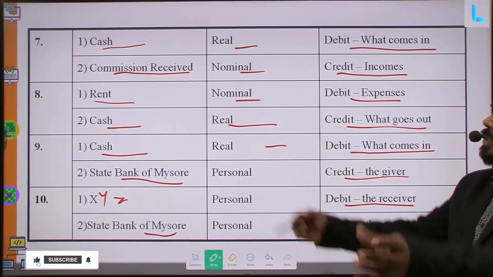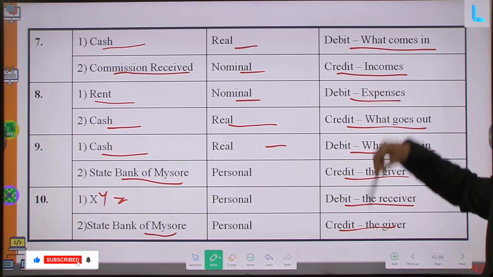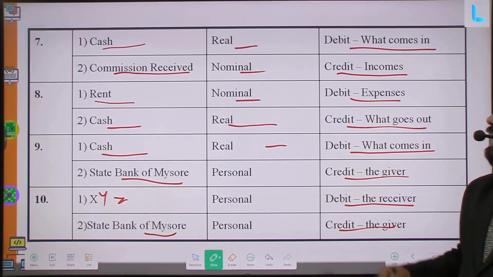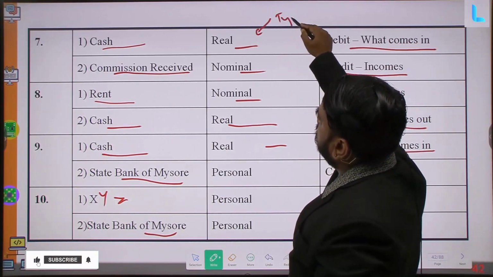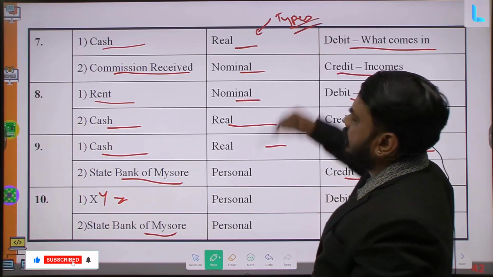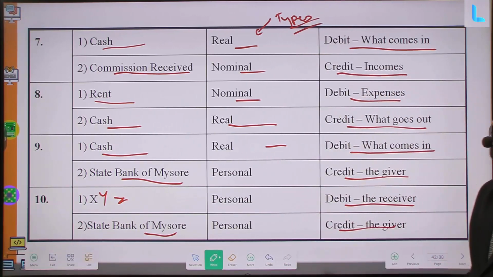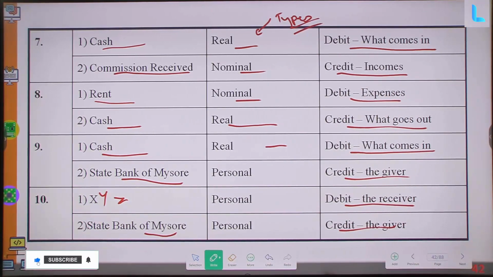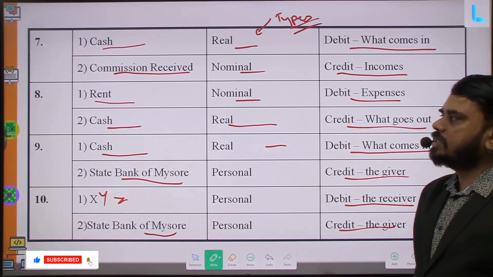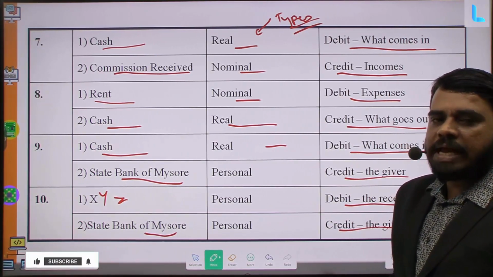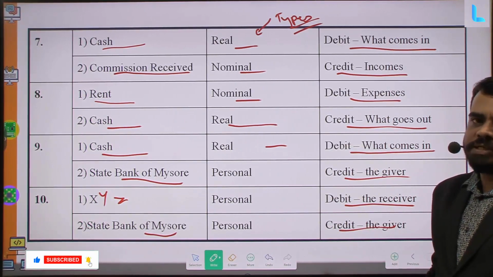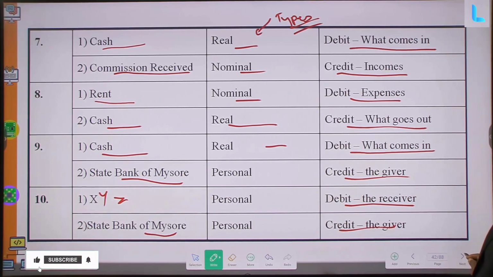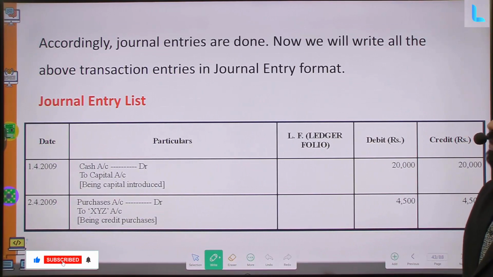So this is how the two aspects of debit and credit act depending on the type of account. What type of account you are dealing with, that is how the rule of debit and credit changes. As I explained earlier, there are three types of accounts, that is real account, personal account and nominal account. So according to which the rule of debit and credit changes. So this example would have made you understand that.